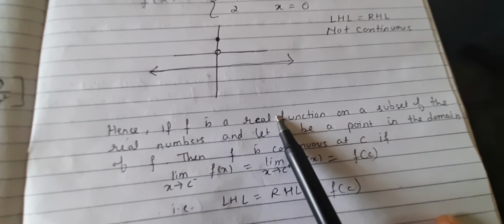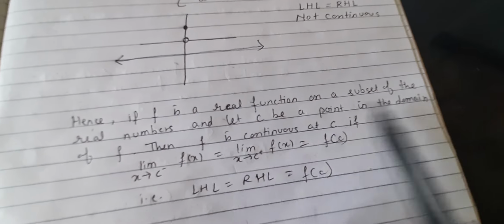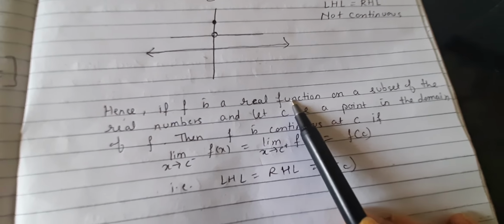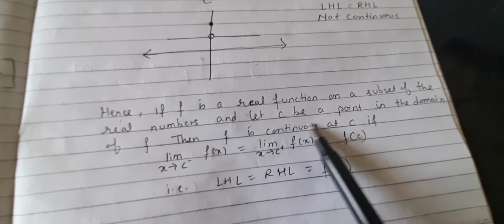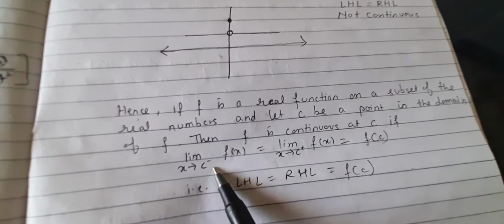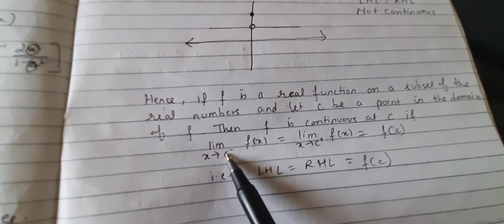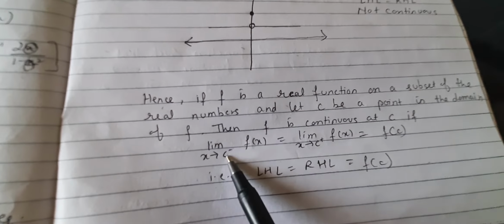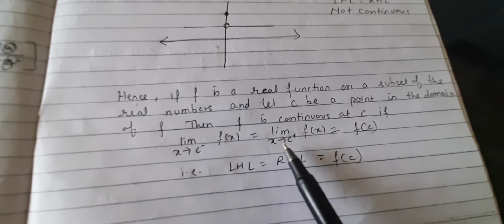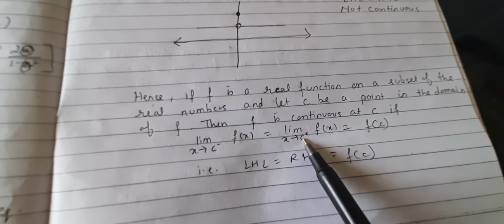Hence, if f is a real function on a subset of the real numbers, and let C be a point in the domain of f. Real function means its domain and codomain both are real values. Then we will say that f is continuous at C if limit x approaching C minus f(x), this is the left hand limit. That means I am approaching C from the left hand side. C minus means some quantity less than C, very near to C but less than C. Here x approaching C plus means approaching C with some quantity slightly greater than C.